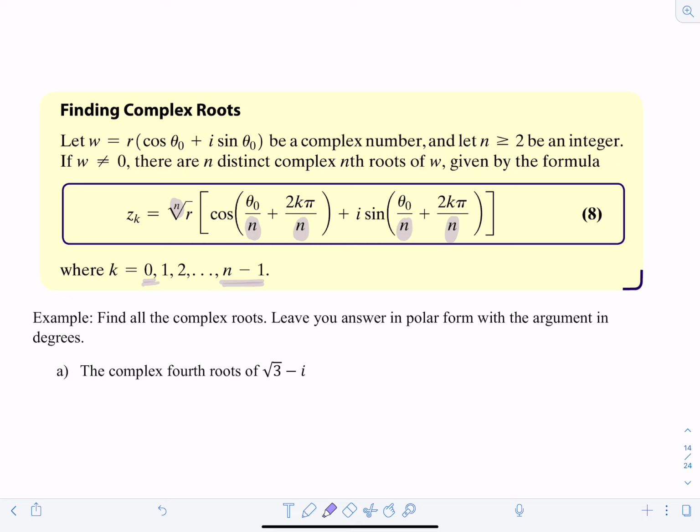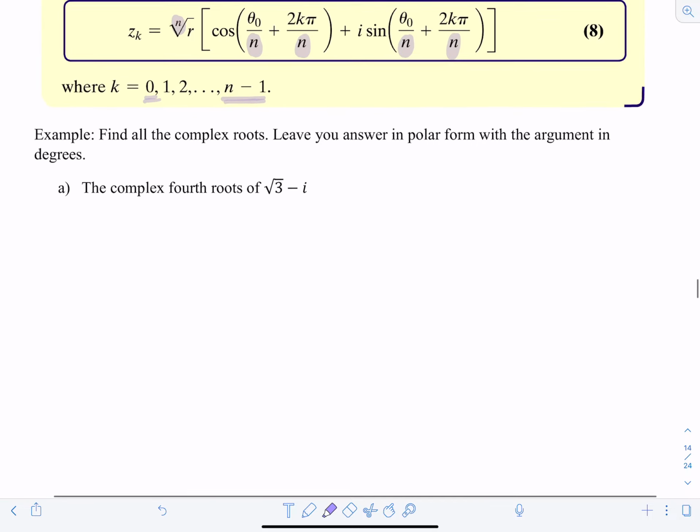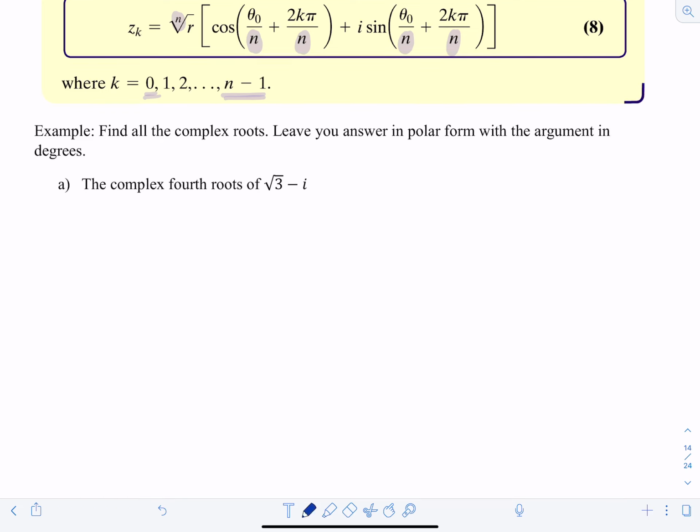So example 1, we're going to find all the complex roots and then leave your answer in polar form, thank goodness, with the argument in degrees. So they want the complex 4th roots of rad 3 minus i. So if they want the 4th roots, then that tells me n is equal to 4. And then here's my number w. So w is rad 3 minus i. First things first, I need it in polar form.